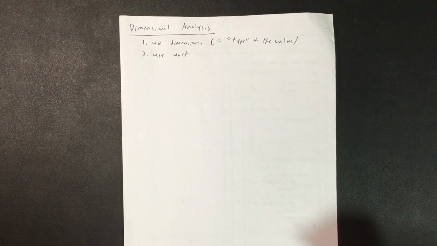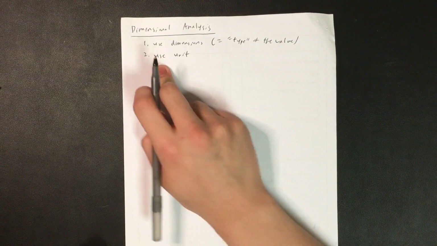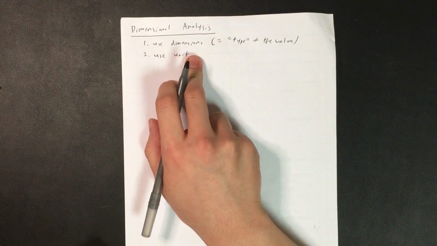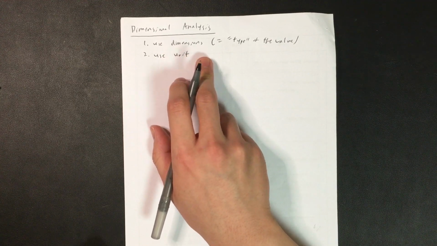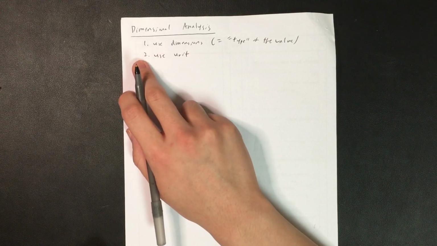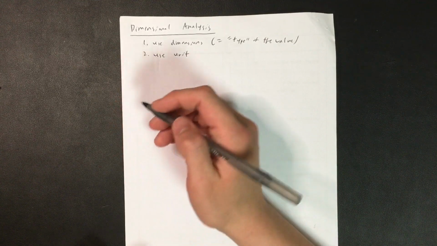Hello, this video is about dimensional analysis. There are two main methods of approaching dimensional analysis. The first one is using dimensions, which is the type of the value, and the second is using units. Technically, the first and the second are the same approach, but they're expressed in different forms.